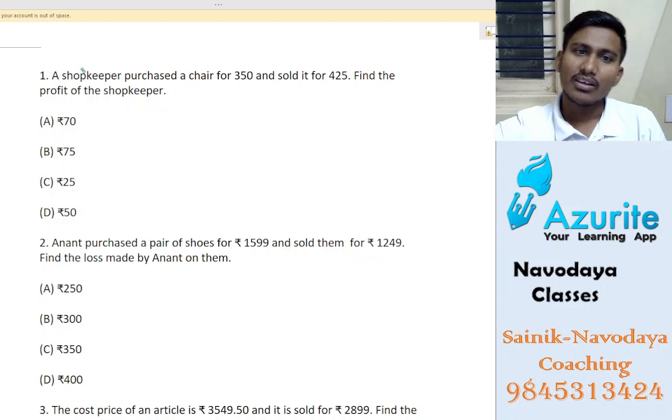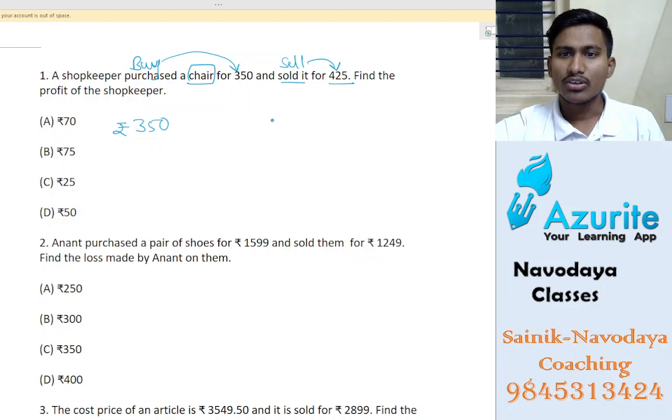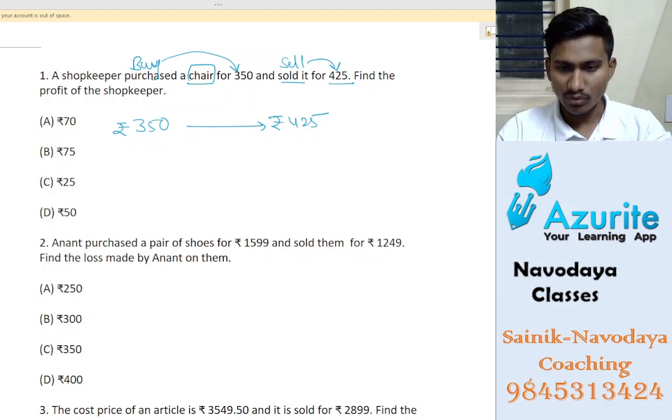A shopkeeper purchases a chair for how much? 350. Purchase means buy. So he bought the chair for 350 rupees. And then sold. Sold means sell. Sold it for how much? Sold it for rupees 425. Then is it a profit or loss? So profit.